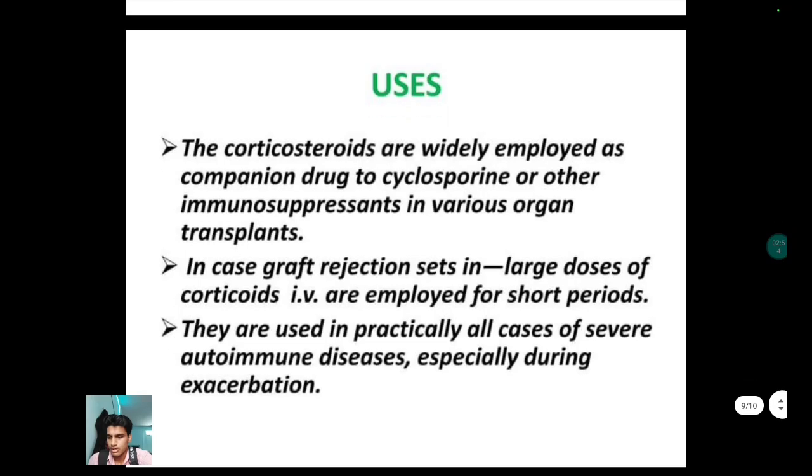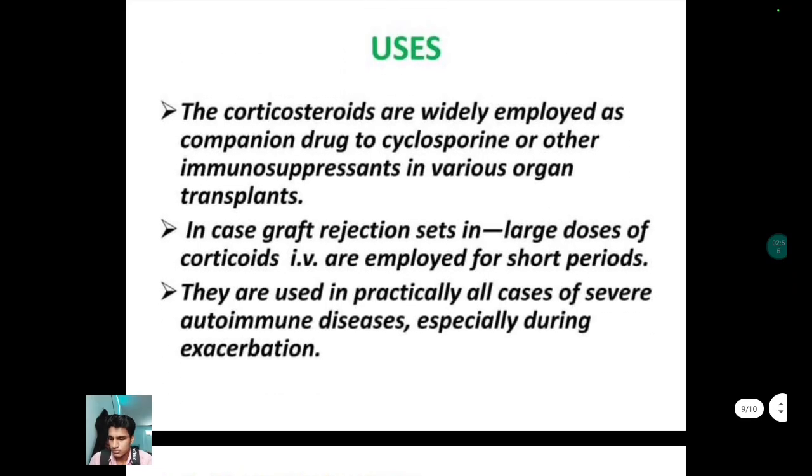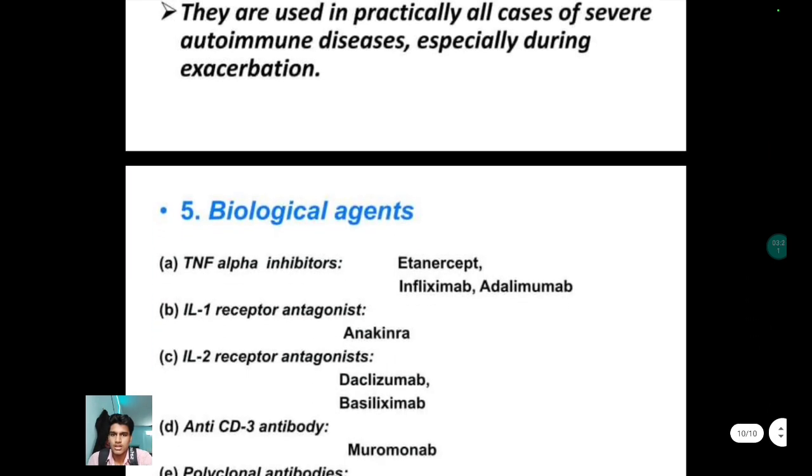Uses of glucocorticoids. The corticosteroids are widely employed as companion drugs to cyclosporine or other immunosuppressants in various organ transplants. In case graft rejection sets in, large doses of corticoids are employed for short periods. They are used in almost all cases of severe autoimmune disease, especially during exacerbation.